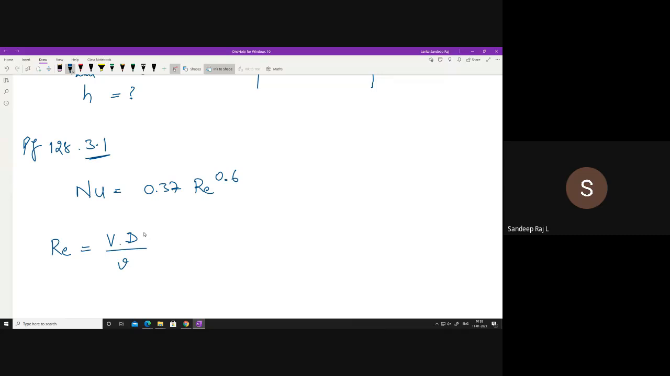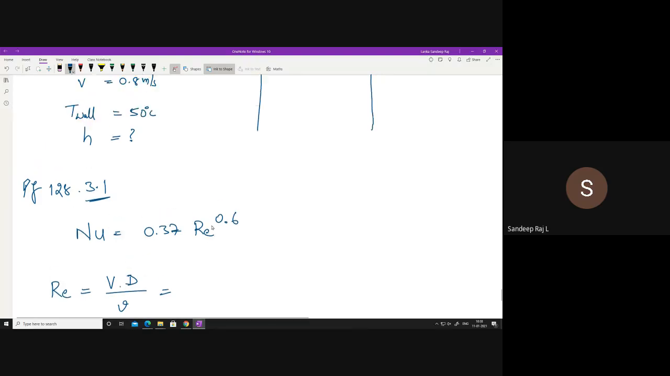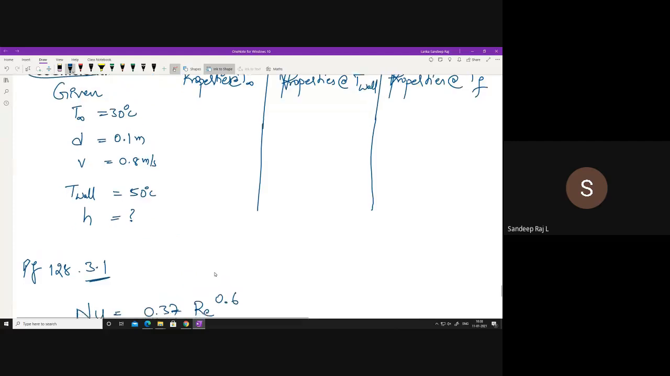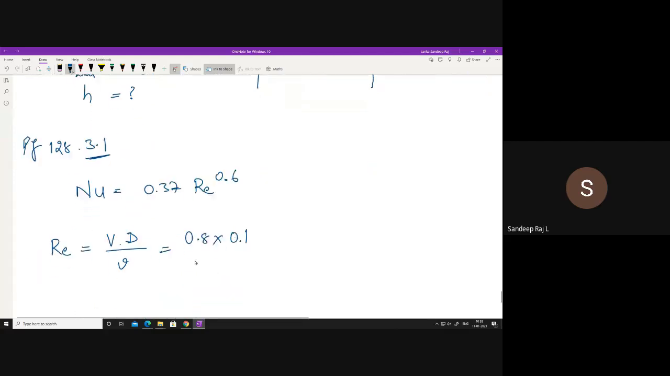For a sphere, you will not have any L. You will have only diameter. If it is a cylinder, you may confuse between length and diameter, but for a sphere you have only one characteristic dimension, that is the diameter. Keep that in mind, and substitute the values here. The velocity is 0.8 and the diameter is 0.1. The nu value is unknown to you; you have to get it from the data book.